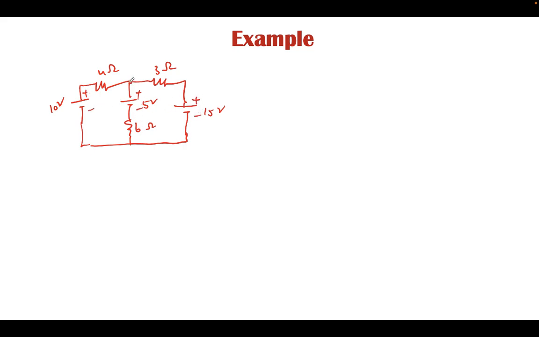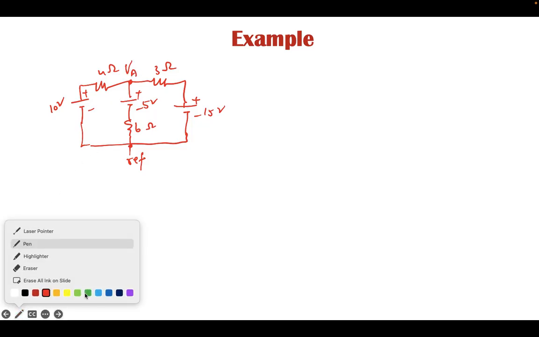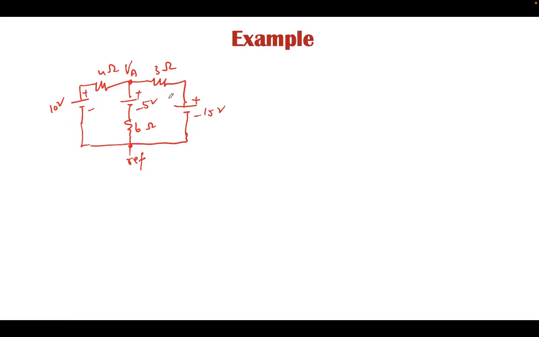In this network, there are two nodes. This is taken as reference, and this is the node. Let it be node A. The voltage at node A is VA. Now, considering this network, we can apply nodal analysis.